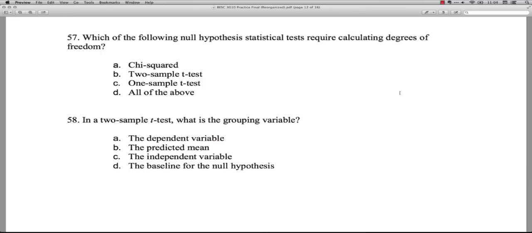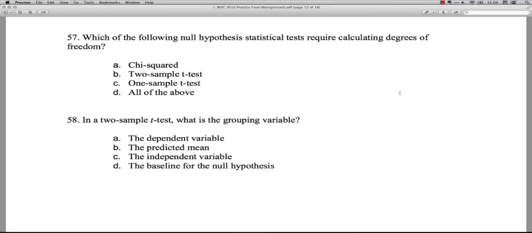57. Which of the following null hypothesis statistical tests requires calculating degrees of freedom? Chi-square test? Yeah, actually, you do have to calculate degrees of freedom. For a chi-square test, it has to do with the number of rows and columns, not with the sample size. B, a two-sample t-test? Yes, that's correct. You need to combine the degrees of freedom, n-1 for each sample, and you put them together. C, a one-sample t-test? Yes, you need the degrees of freedom for that too, n-1. So the answer is D, all of the above. You need degrees of freedom for all of those.